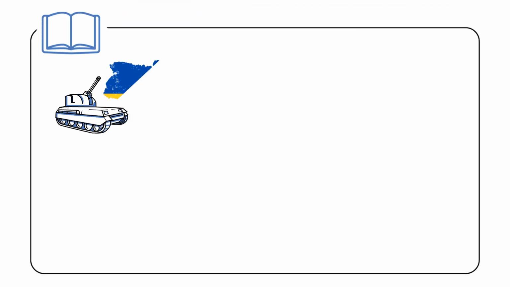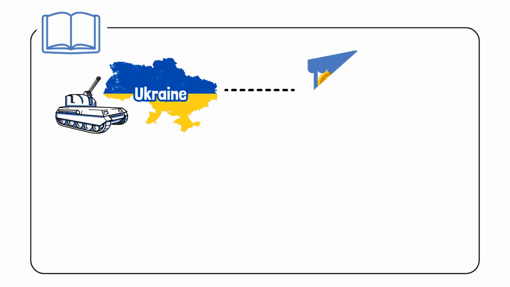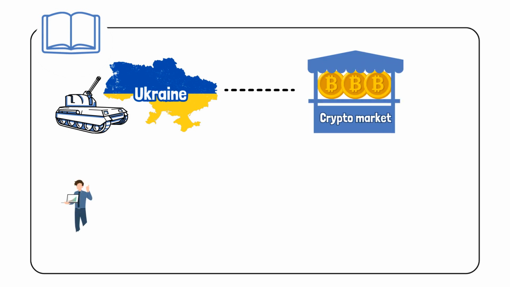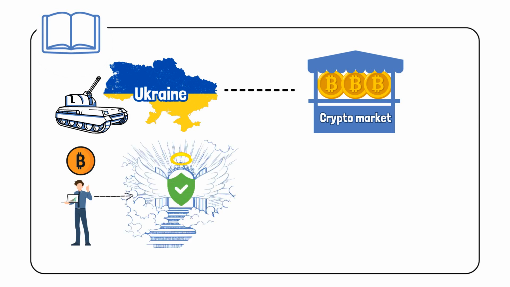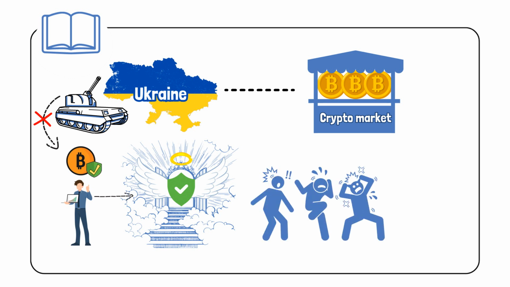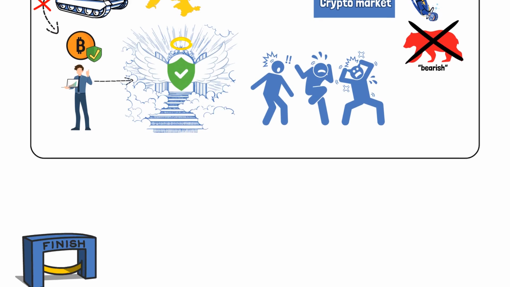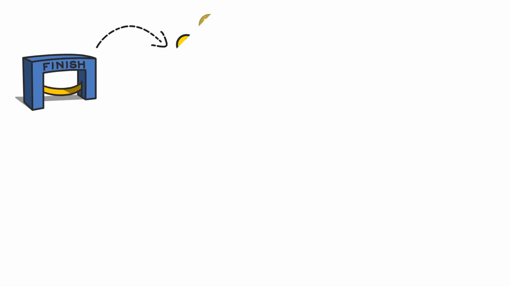For example, when the war in Ukraine broke out, the market's reaction was ambiguous. Some investors realized that Bitcoin, unlike local currencies, can be regarded as a safe haven since it's not affected by national boundaries. Therefore, despite the growing uncertainty, Bitcoin didn't take a noticeable hit and the market didn't dive into a bearish phase. Finally, I've got to mention the crypto industry itself.